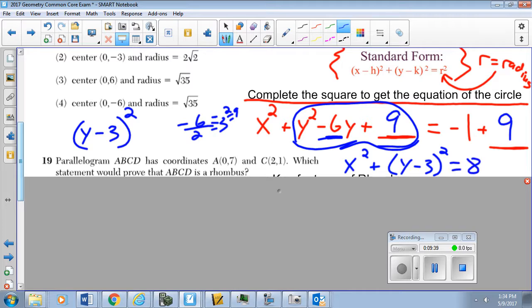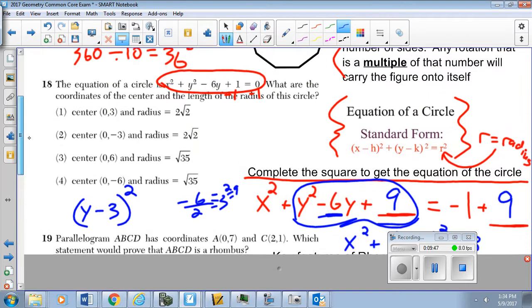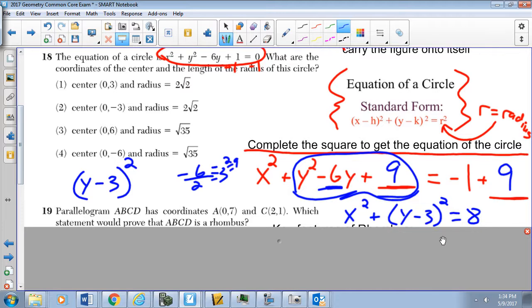Okay? Now, I'm going to rewrite this up here so we can look at it. We have x squared plus y minus 3 squared is equal to 8. Now, like I said, this is standard form. So we have it in the form we need.